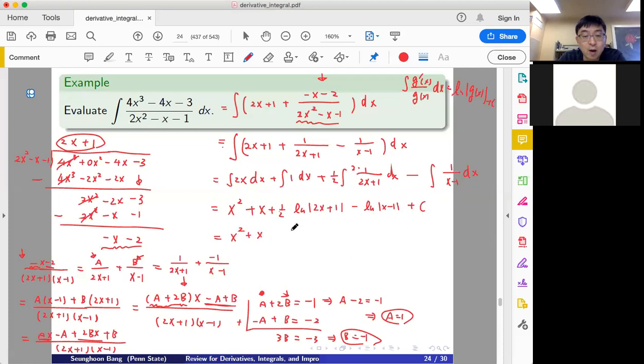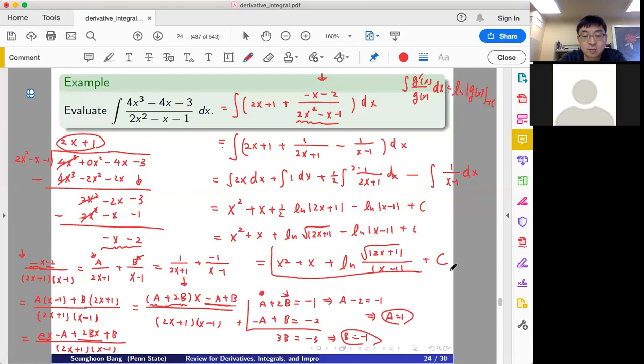One half times ln of the square root of the absolute value of 2x plus 1, minus ln of the absolute value of x minus 1, plus C. Combine them: 2 ln of x squared plus x, plus ln of the square root of the absolute value of 2x plus 1 over the absolute value of x minus 1, plus C. This is the final answer for solving this problem.